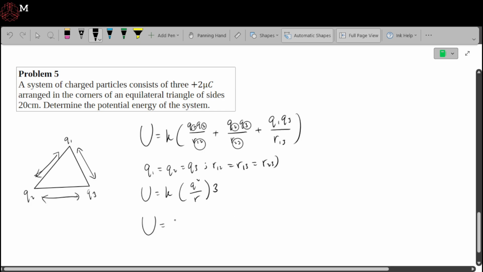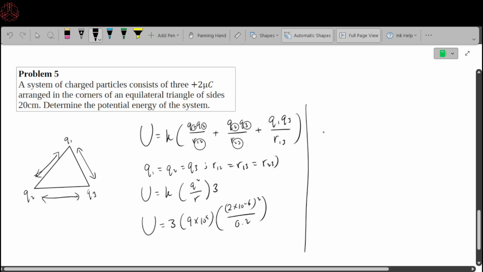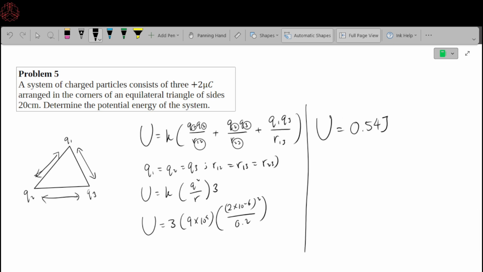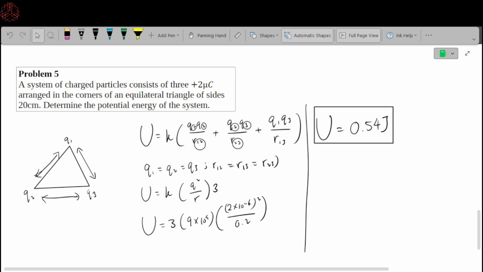So then my U is equal to 3 times 9 times 10 to the power of 9, multiplied by Q squared, which is 2 times 10 to the power of negative 6 squared, over 0.2, the distance between them, which is 0.2 meters. So what I'm left with is that my U is going to be 0.54 joules. That's the potential energy of the system. If you provide it with this amount of energy, it will break apart.